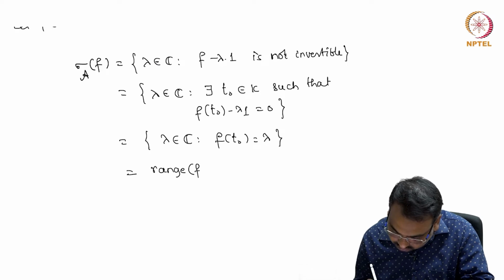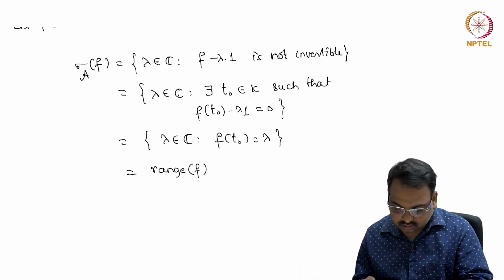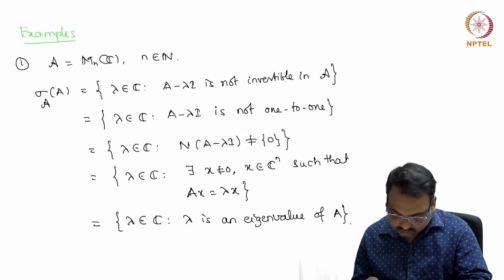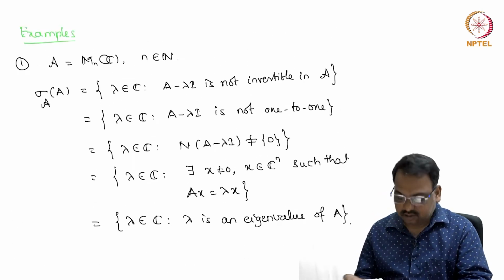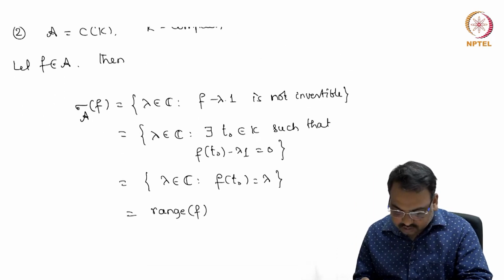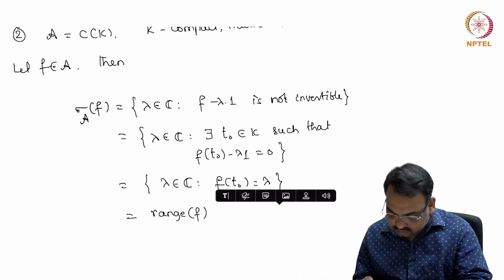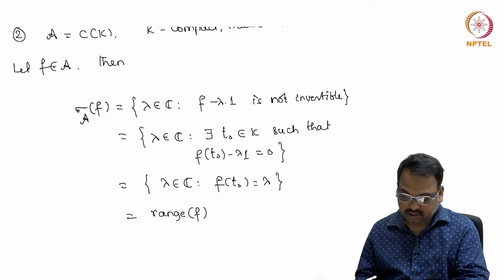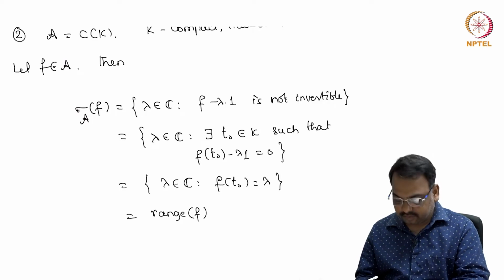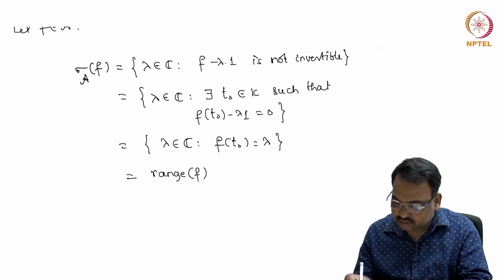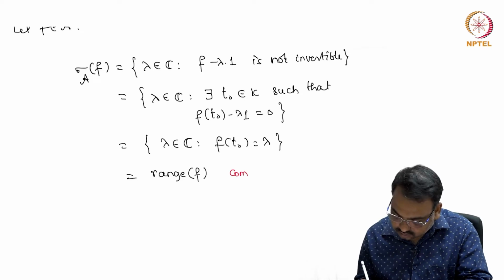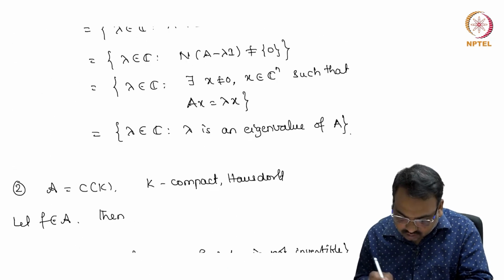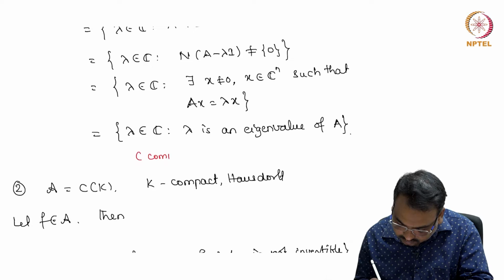the range of f. Now if you look at the earlier case, the set of all eigenvalues is a finite set, and in the second case the set of all eigenvalues may be an infinite set, but it is the range of f, because f is defined on a compact set and f is continuous, the range is always compact. So this is a compact set. And in the earlier case also, this is a compact set. It contains only finitely many points.